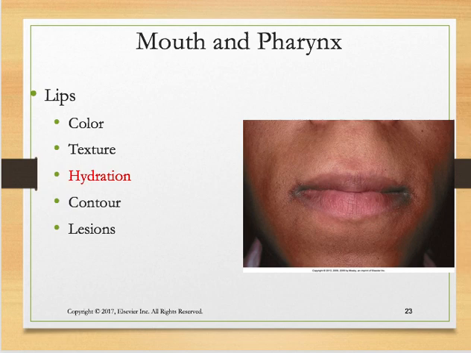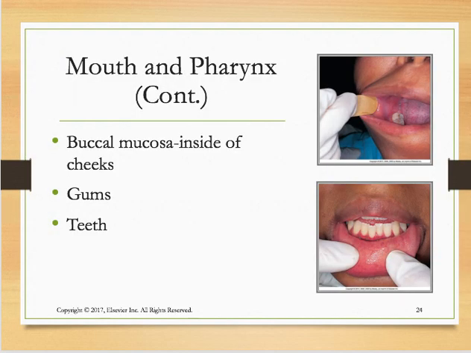Lots, and again, just looking at a patient, open their mouth. Can they stick their tongue out? You're going to learn that's a sign of a neuro, that they're neurologically intact.